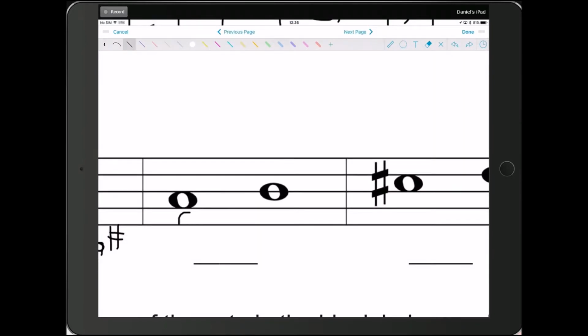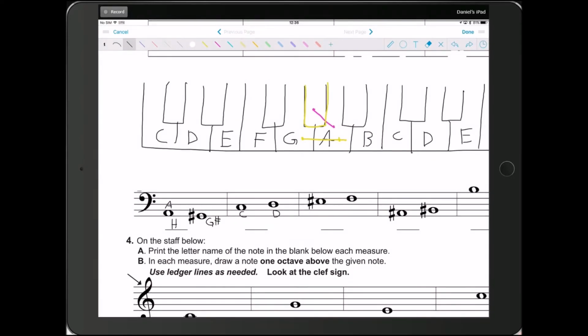So here we have C and D. So C to D, if we look up at our keyboard, remember on the test they're actually going to give you a piece of paper that has a little keyboard cutout on it, so you don't have to draw this yourself. But it is helpful for you to know how to draw this. If we go from C, here, to D, here, that is a whole step because there is a note in between.